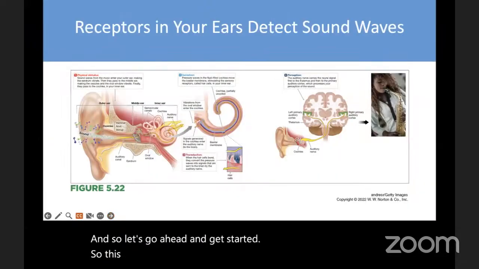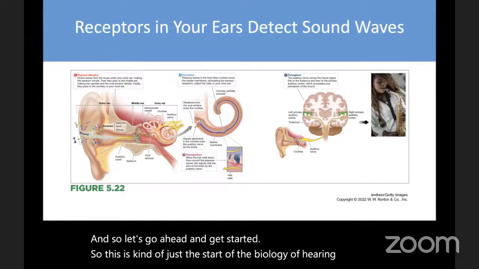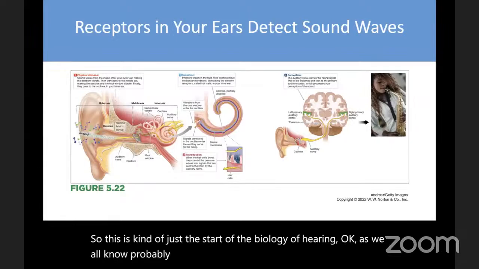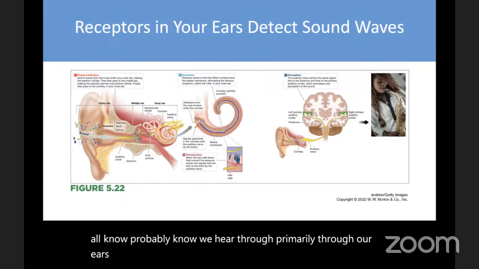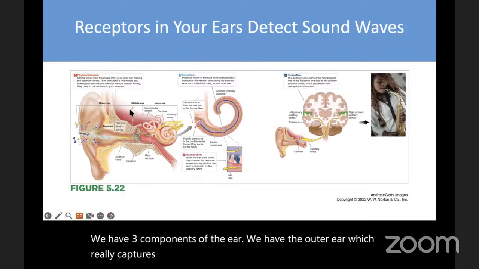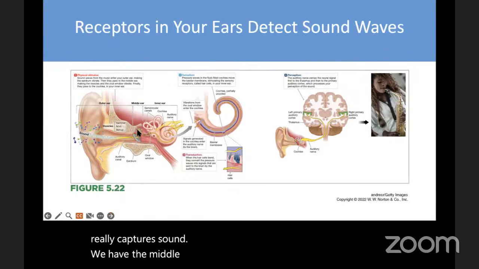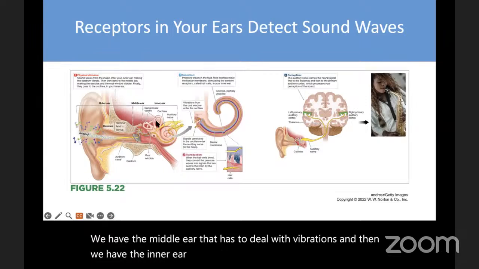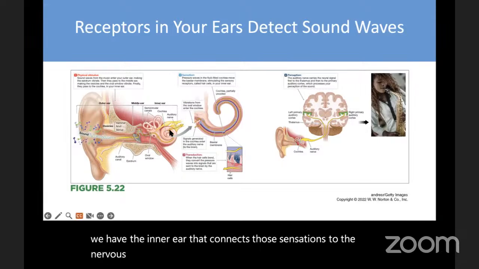So this is kind of just the start of the biology of hearing. As we probably know, we hear primarily through our ears. And if we look at it from what we've talked about, we have three components of the ear. We have the outer ear, which really captures sound. We have the middle ear that has to deal with vibrations. And then we have the inner ear that connects those sensations to the nervous system itself.